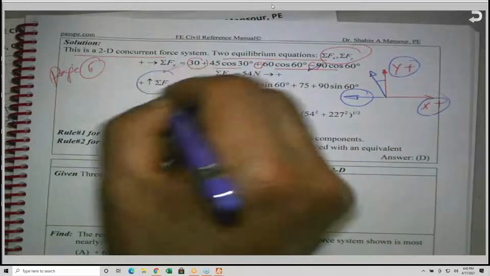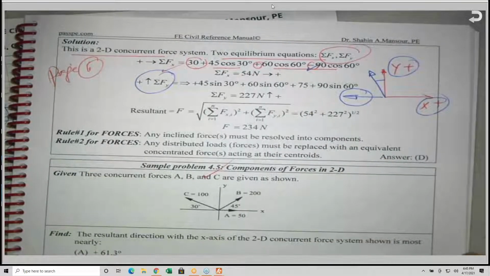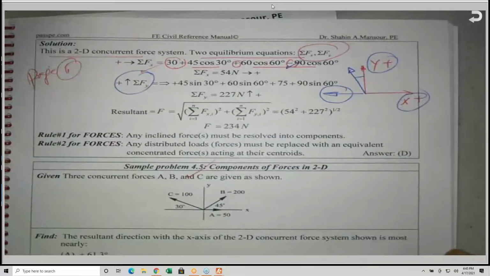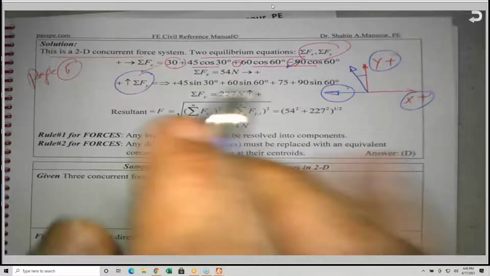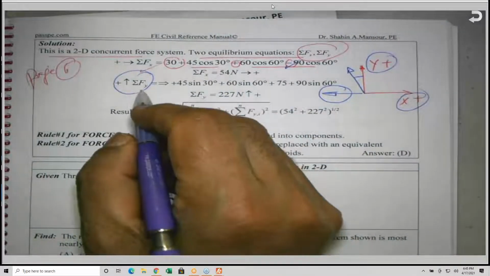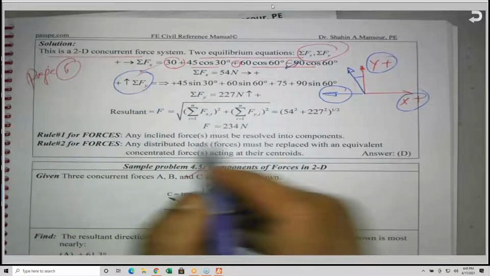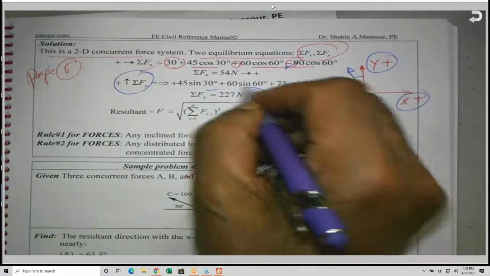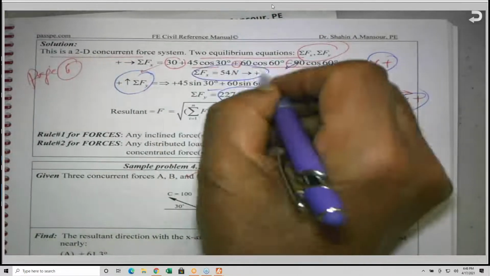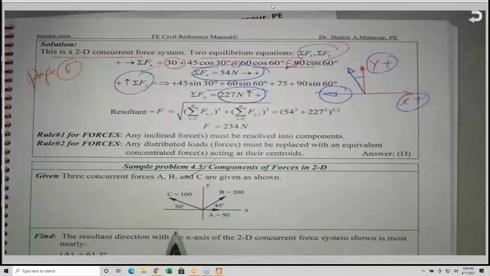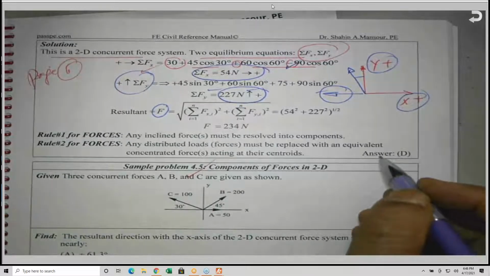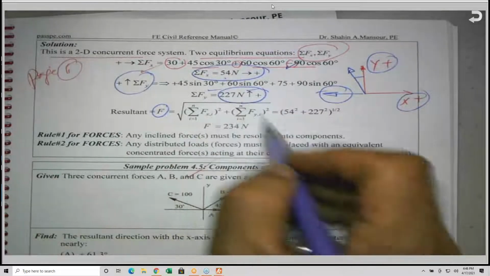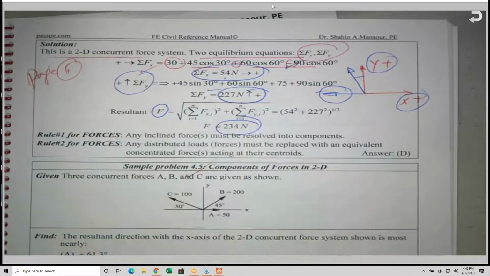The same story, I will follow the same concept in the Y direction. I collect all the terms, and we ended with this. After that I apply the equation that's given, which is this square plus this square, and take the square root, and here it is.